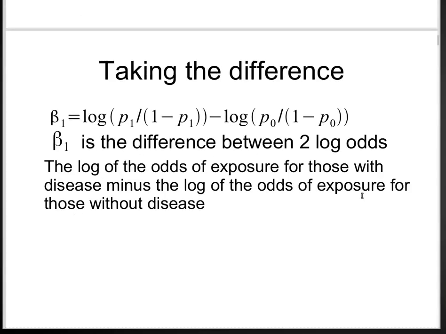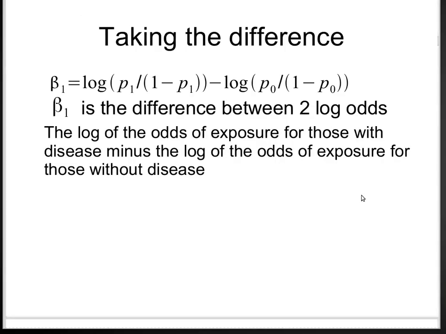So what do we get? That beta 1 is in fact a difference between two log odds. Just subtracting the second equation from the first, specialized, gives us that beta 1 is the difference between two log odds. It is indeed the log of the odds of exposure for those with disease minus the log of the odds of exposure for those without disease. Okay, so we have now provided an interpretation for beta naught and beta 1.